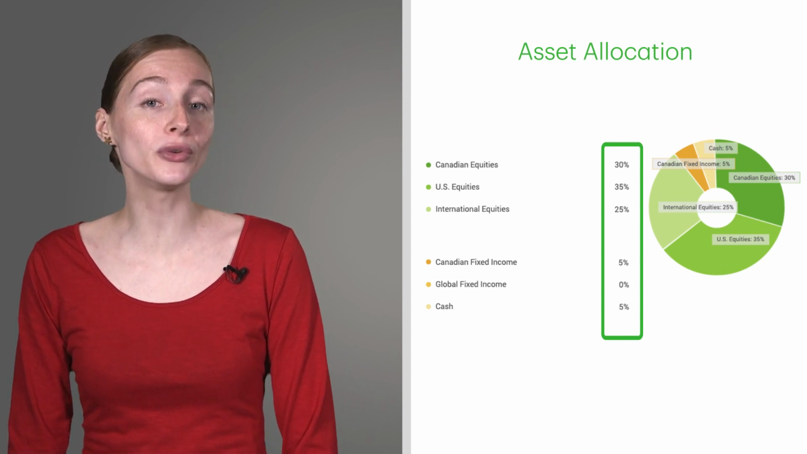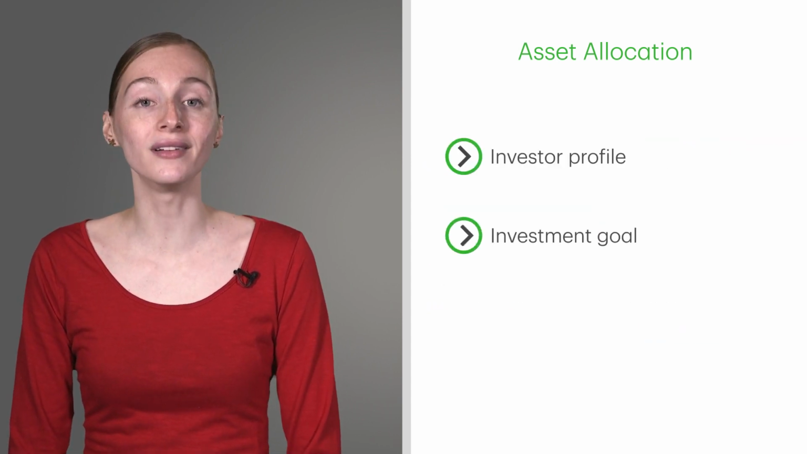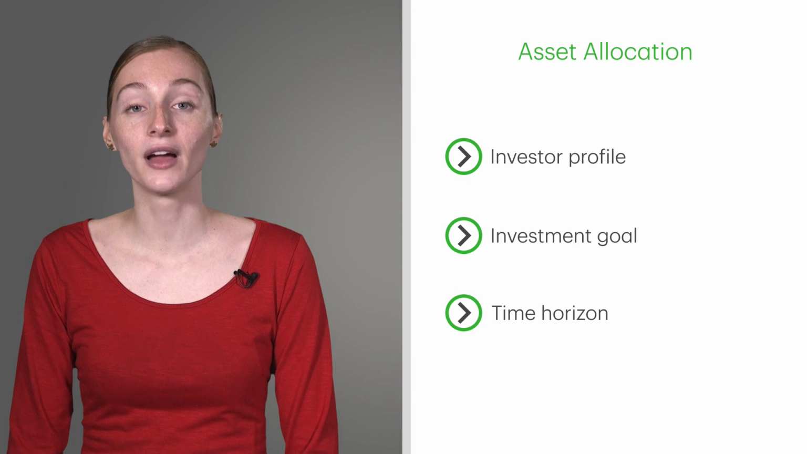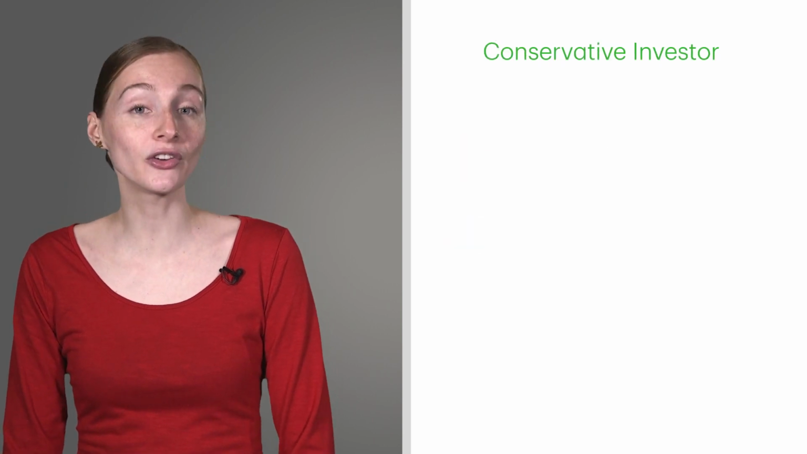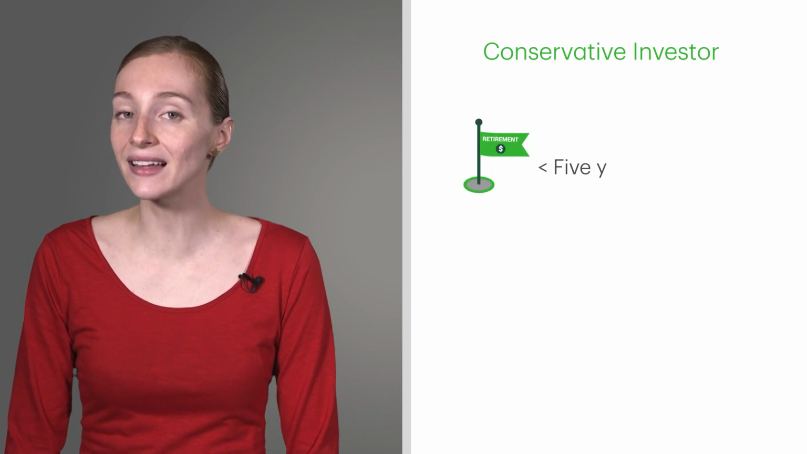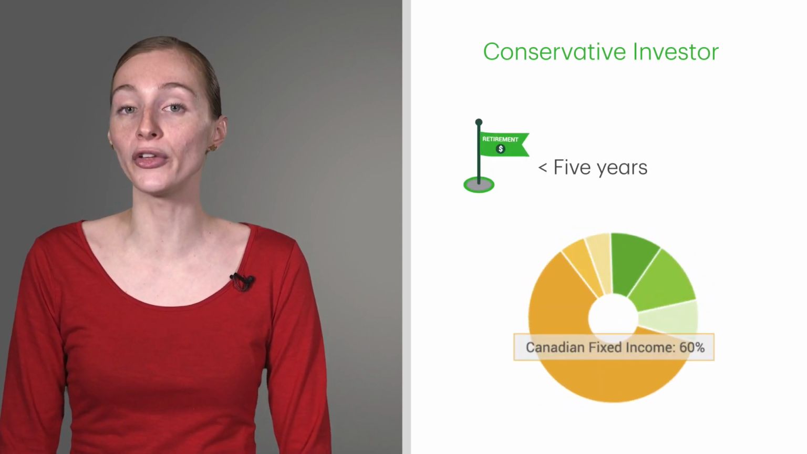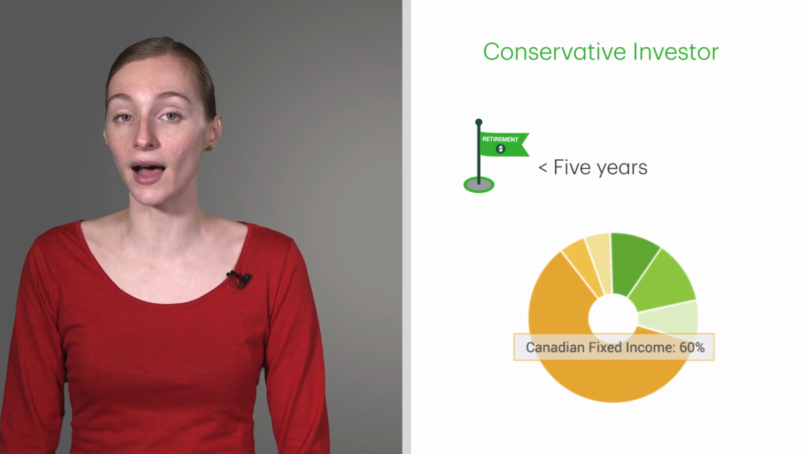Just how you go about doing this is based on your investor profile, your investment goal, and your time horizon. For example, a conservative investor who wants to reach their retirement investment goal in less than 5 years may allocate a higher percentage of their portfolio to the fixed income asset class.